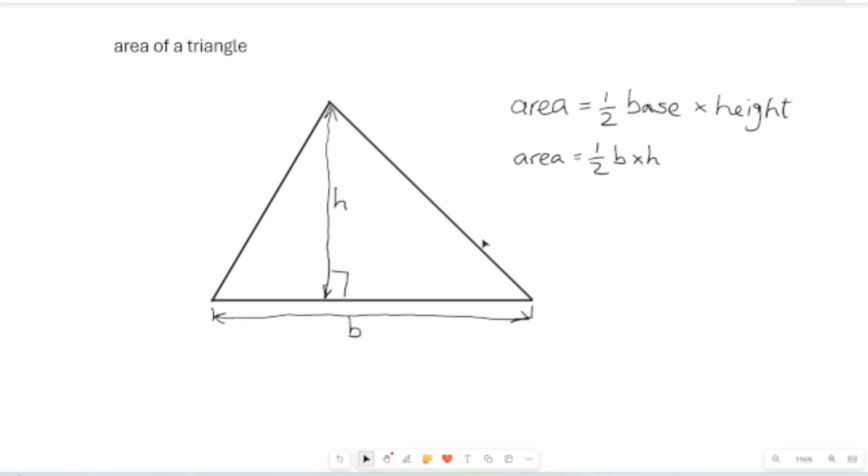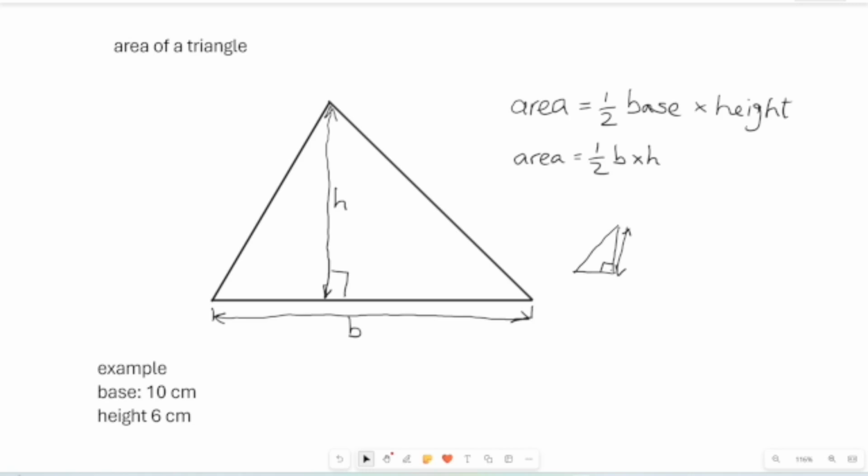So don't use the side length unless it's a right angle triangle where you happen to have the height being the same as the side length. Otherwise, you've got to know what the height is.